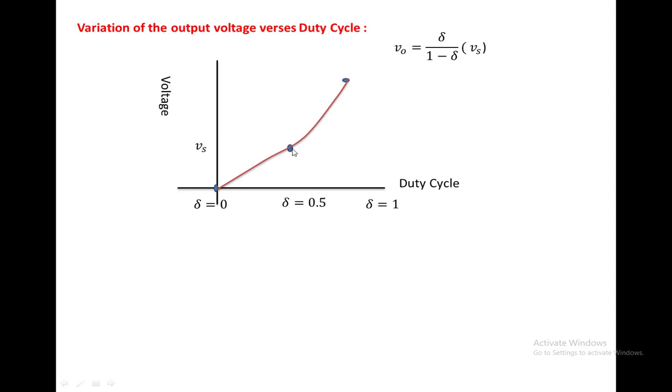If the duty cycle is less than 0.5, the output voltage will be less than the input voltage Vs. If the duty cycle is more than 0.5, the output voltage will be greater than the input voltage. That's why we call it a buck boost converter. By controlling the duty cycle to be less than 0.5 or greater than 0.5, the same converter will operate as a buck or boost converter. So thank you very much for watching this video.